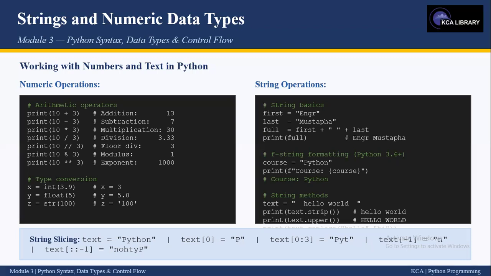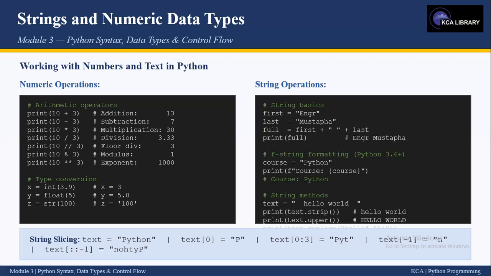Now string operations. String basics: first equals "Engineer", last equals "Mustafa". full equals first plus a space plus last. That is, print full. That is Engineer Mustafa.